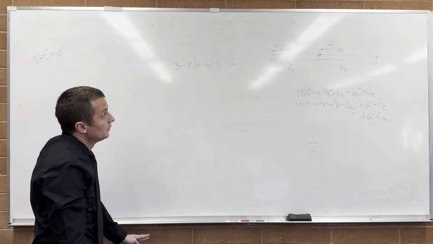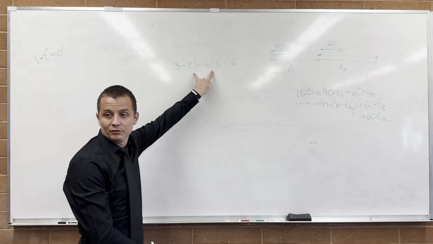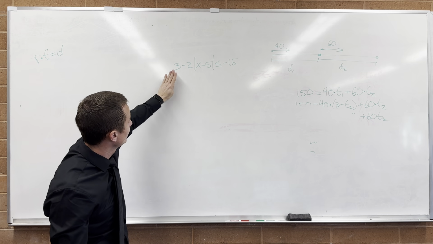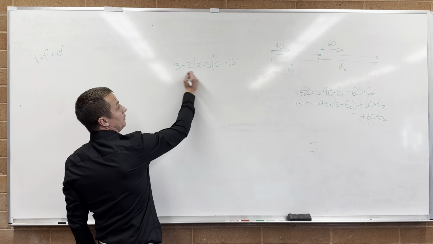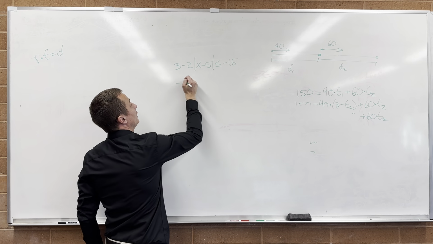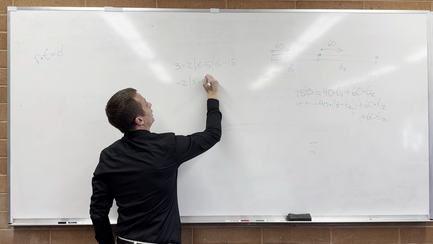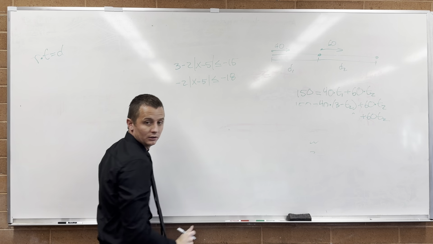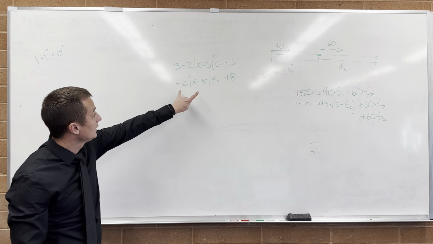So I need to isolate the absolute value piece by itself. That's step 1. So first thing I want to do is get the 3 over there. So I'm going to subtract 3 from both sides really quick. And so I'm going to be left with negative 2 times the absolute value of x minus 5 is less than or equal to, subtracting 3 from both sides, negative 18. Trying to isolate the absolute value.